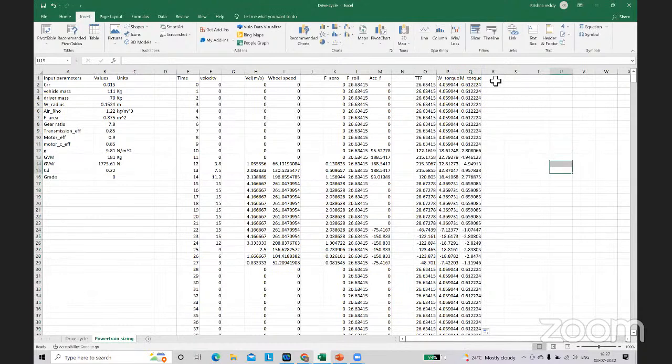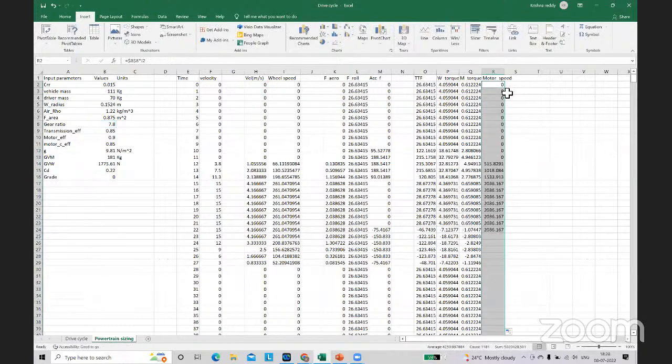So now we can calculate motor speed. It's simple and straightforward: just multiply wheel speed into the gear ratio. Add a dollar symbol to the gear ratio, multiply with wheel speed. Say enter.